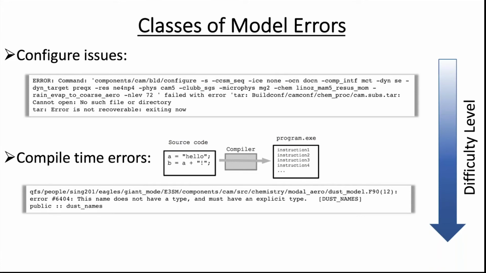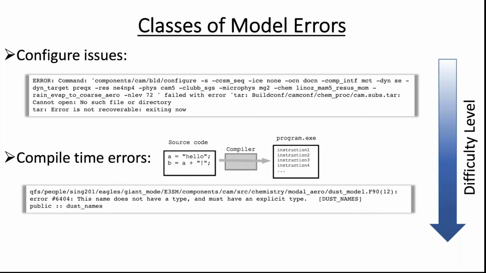And then we have compile time errors. After configuration, the model starts to compile the code, and here also we have a range of errors, going from simple errors like an undefined variable or type mismatch. The nice thing about compile time errors is that you get the line number and the file, so it is pretty easy to go to that particular line in that file and fix those errors. Then there are errors like circular dependencies, where one module depends upon another module, and there is that interdependence and the code cannot compile.